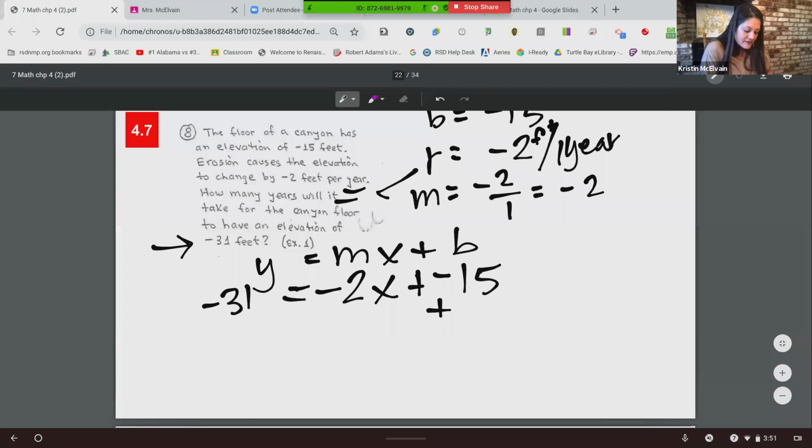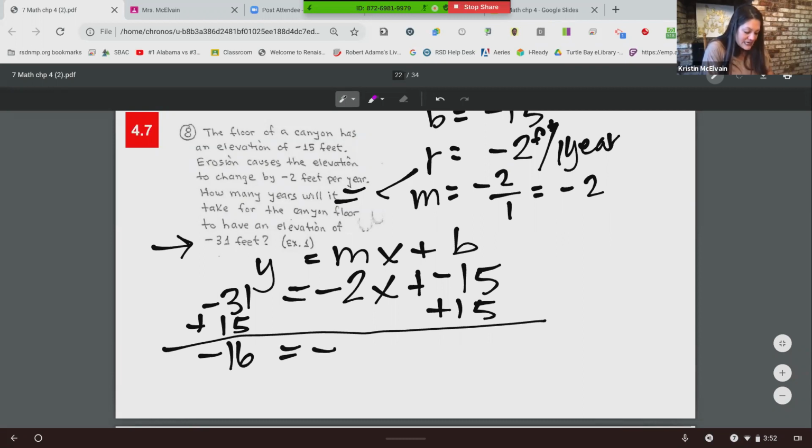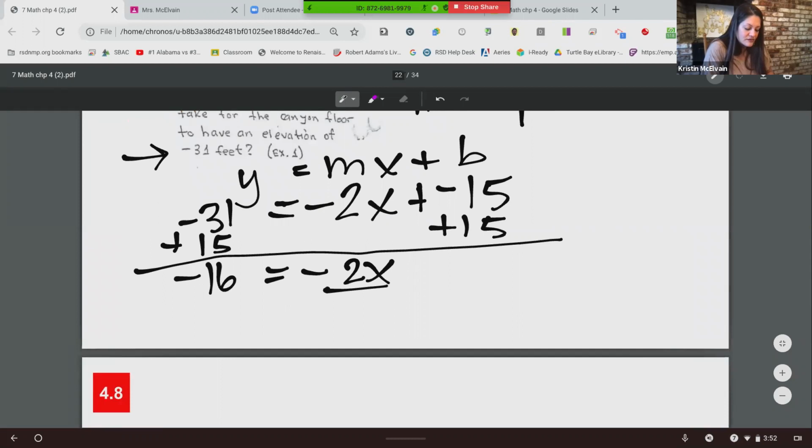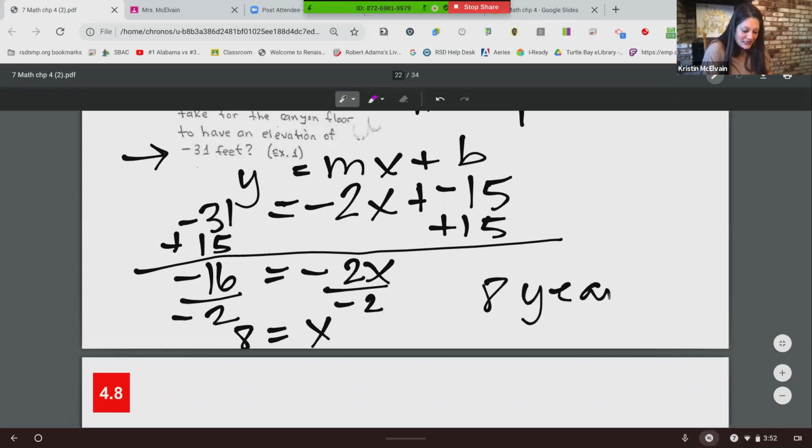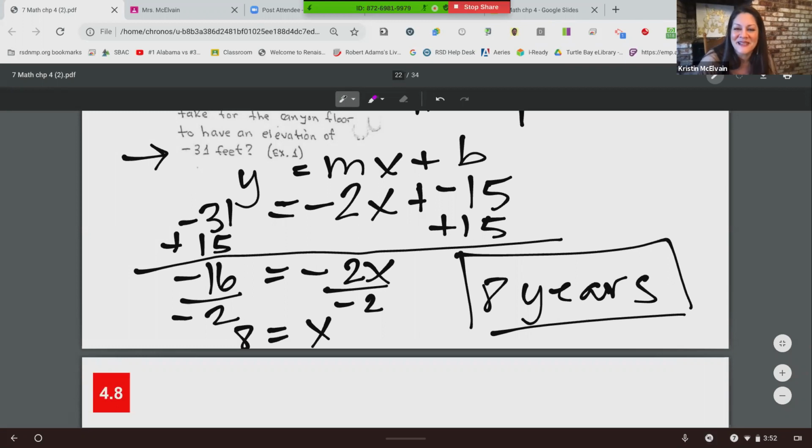So let's add the opposite here. Add the opposite, add the opposite. I know that 15 plus 15 is 30, so that means I'm going to have a -16, because it's -31 plus 15. So -16 equals -2x. Now I need to divide both sides by -2. Okay, negative by negative is a positive, so that is going to be 8 equals x. So my answer is in 8 years.